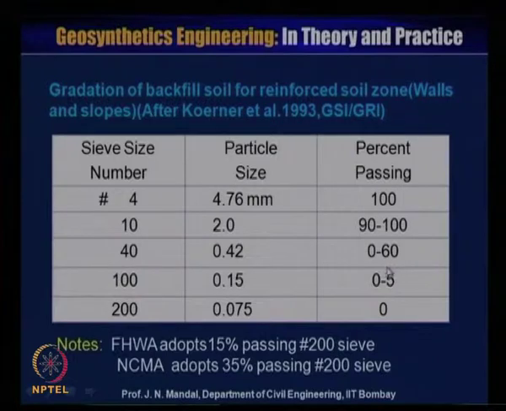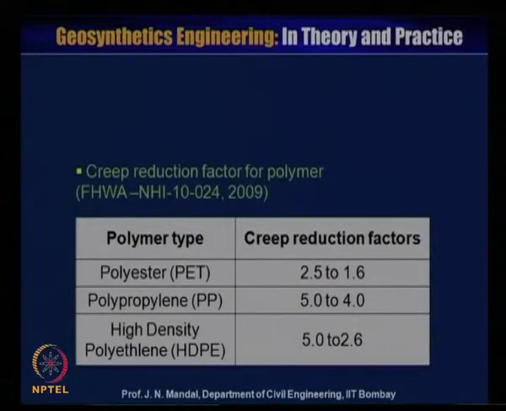But you can see in case of FHWA, they adopt this 50% passing in 200 sieve. Whereas NCMA adopt 35% of passing in 200 sieve. So sometimes in most of the cases FHWA is also followed, but Koerner recommended this. So when you will use this kind of backfill soil material, you have to select proper kind of gradation of the material.